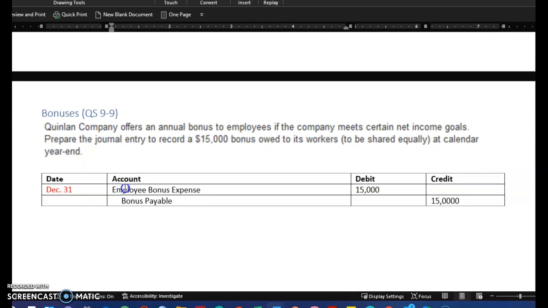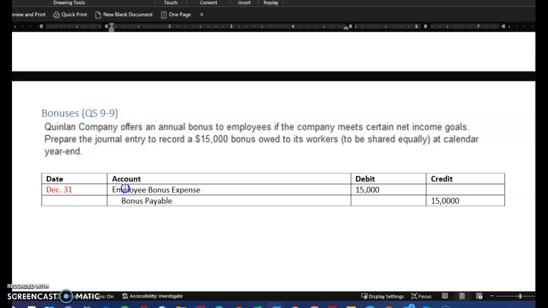Quinlan Company offers an annual bonus to employees if the company meets certain net income goals. Prepare a journal entry for the bonus. This is just like a very basic payroll entry. Debit employee bonus expense, credit bonus payable.